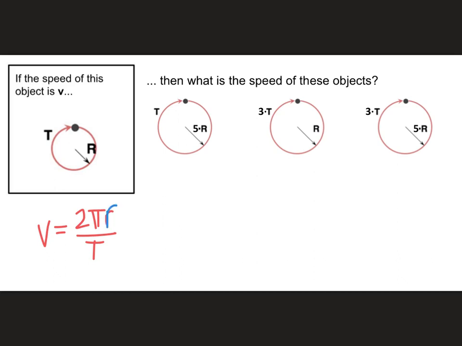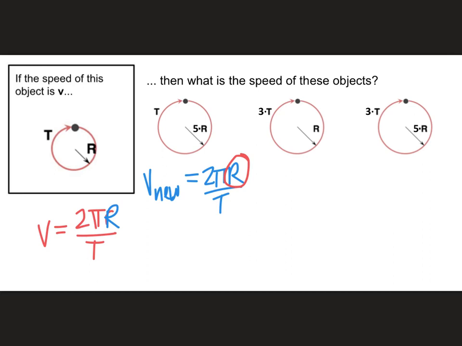I guess I should use a capital R since that's what the picture's showing. And so the 2 is not going to change, so I'm not going to worry about that. The new speed: the 2 doesn't change, the pi doesn't change. What's changing here is the R. So I'm going to rewrite my formula here. What's changing is this part right here, the R. The 2 and the pi and the T all stay the same.